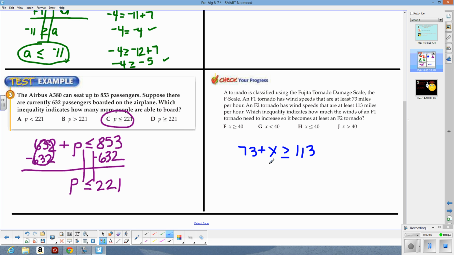Now to solve this for x, you would subtract 73 from both sides. And you get that x, or the wind speed increase, would need to be at least 40. So it would have to be x is greater than or equal to 40, or choice F.